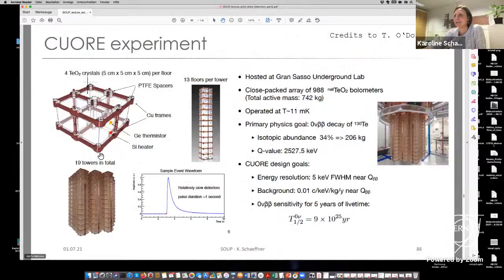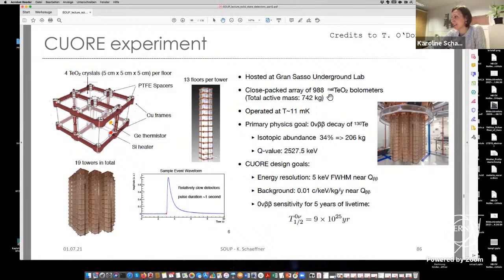Okay, so they have tellurium dioxide crystals. Each of them is 5 by 5 by 5 centimeters. They are mounted in this kind of frame, four of them, and each has a mass of around 750 grams. Per tower you have 13 of these four-packs of crystals. This is one tower, and in total you have 19 of such towers. This makes 988 crystals.